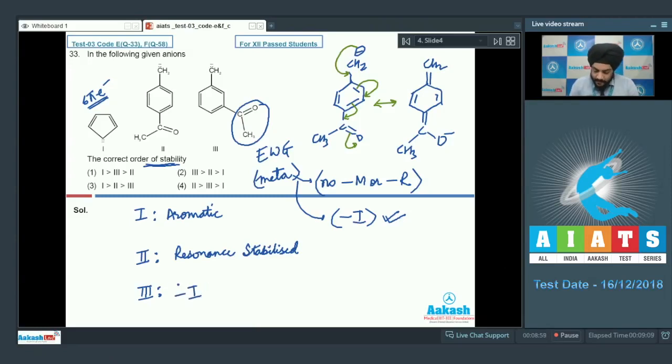We can see that the first is going to be the most stable because of its aromatic nature, followed by the second, in which the negative charge on carbon is resonance stabilized, and the least stable among all these three structures will be the third one, in which the negative charge is stabilized by a very small -I effect. So looking at the options, we have to select option 3 as the correct answer to this question. Let us look at the next question.